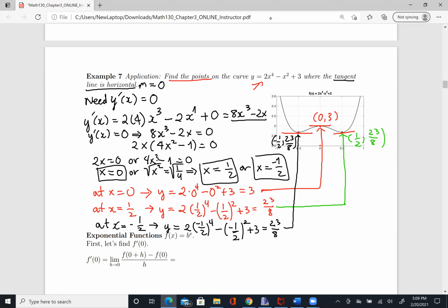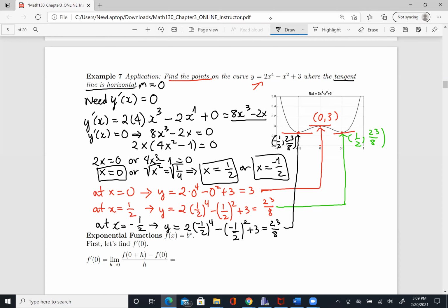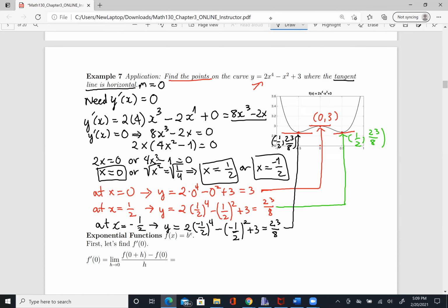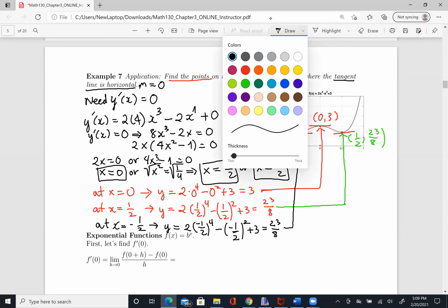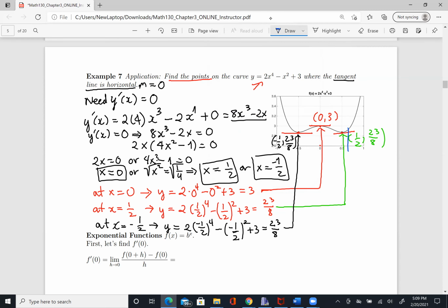Okay, so we have just finished the problem, but I would like to state 3 points here. Maybe I'm going to use blue color and just circle it. One point, two points, and the third one. Okay.